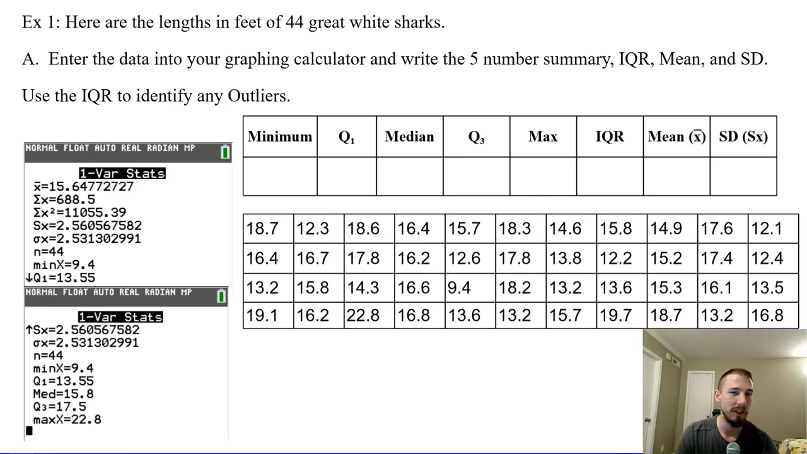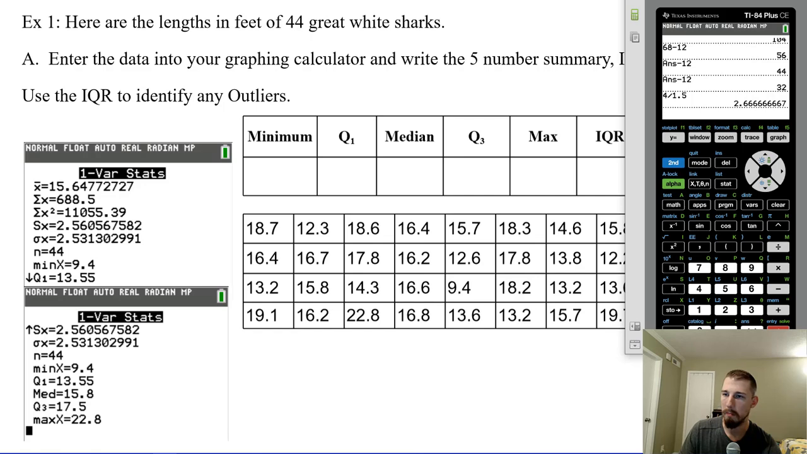All right, so here are the lengths of 44 great white sharks. Enter the data into your graphing calculator and write the 5-number summary, IQR, mean, and standard deviation. To save you time, I actually put it in the calculator for you, because 44 doesn't seem like a lot, but it's really tedious, and you're welcome.